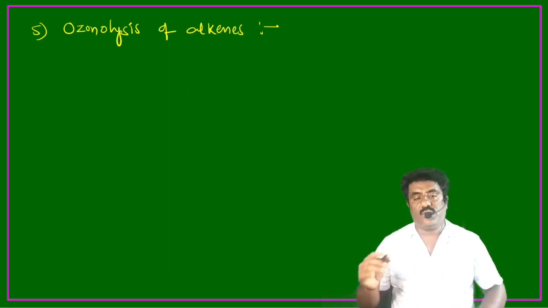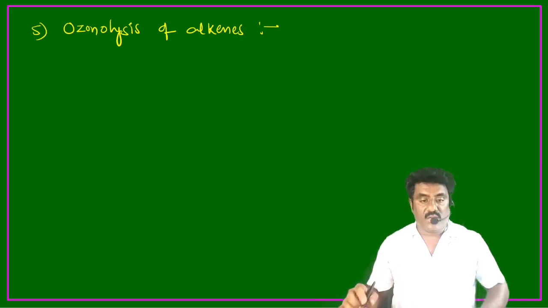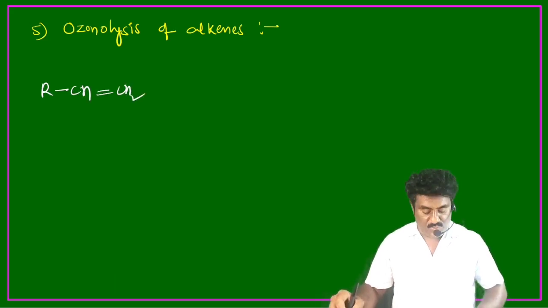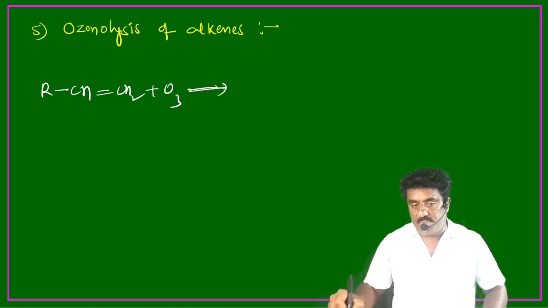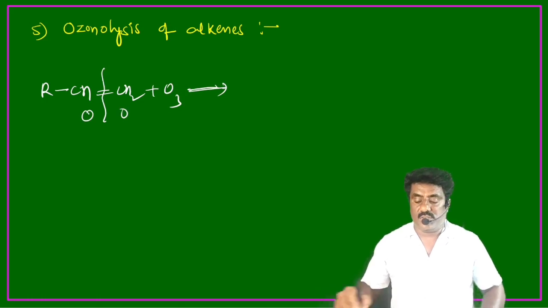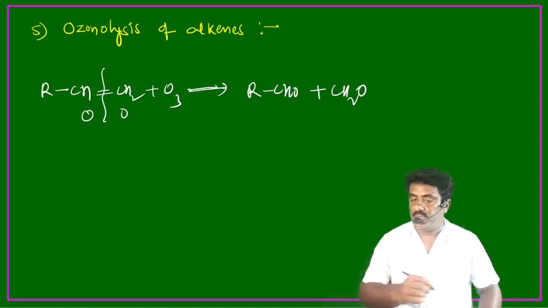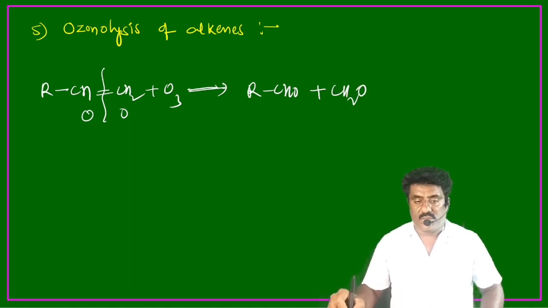Ozonolysis of alkene. We already discussed the ozonolysis of alkene in the alkene chapter. Once again, look at the reaction. For example, the alkene RCH double bond CH2 in presence of ozone. What happened? Breaking of the double bond, keeping of oxygen, to form RCHO plus CH2O. I am writing in short.